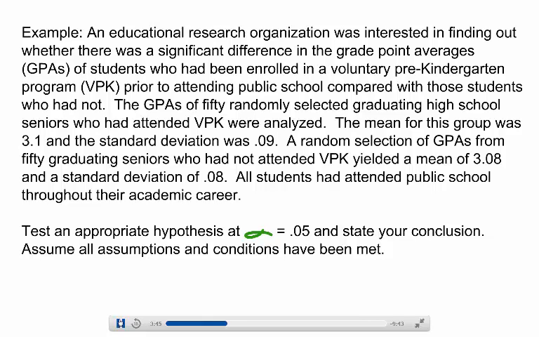A random selection of GPAs from 50 graduating seniors who had not attended VPK yielded a mean of 3.08 and a standard deviation of 0.08. All students had attended public school throughout their academic career. Test an appropriate hypothesis at alpha of 5% and state your conclusion. Assume all assumptions and conditions have been met.